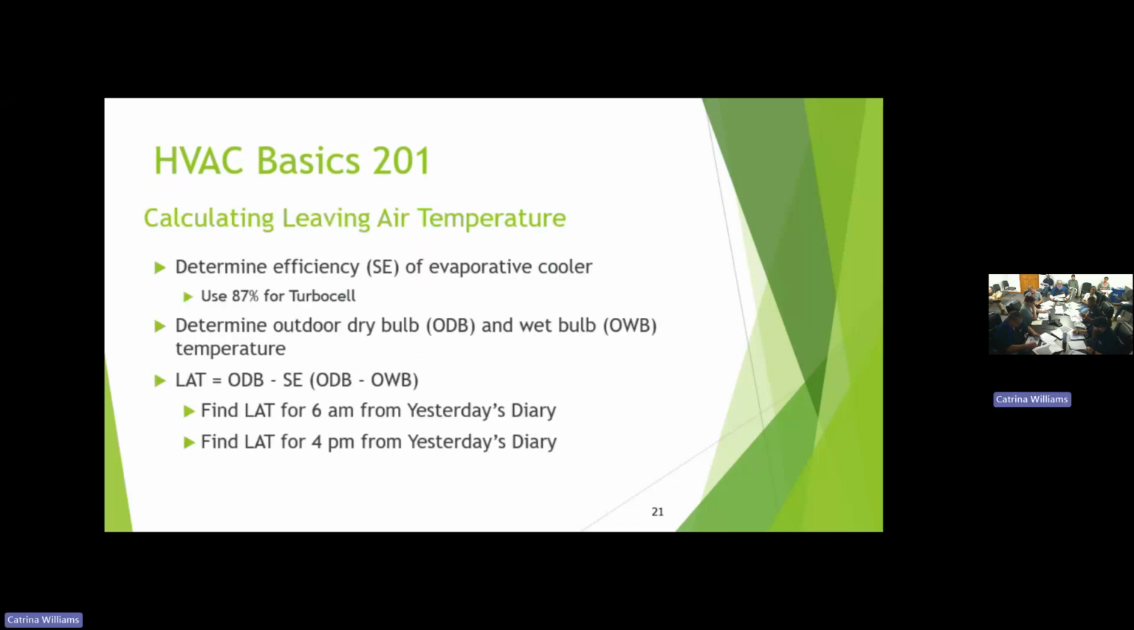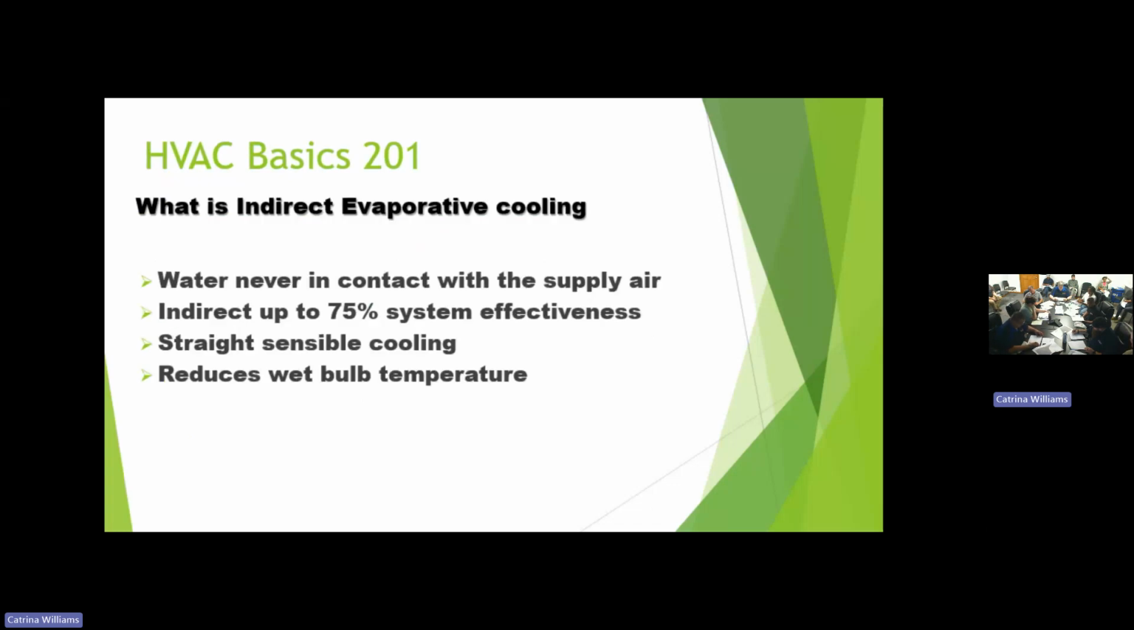Looking at the chart will clarify what you need. Yes, it did. Okay. Thank you. Okay. So that's how we calculate the temperatures on a direct evap unit. Now let's talk about indirect evap.